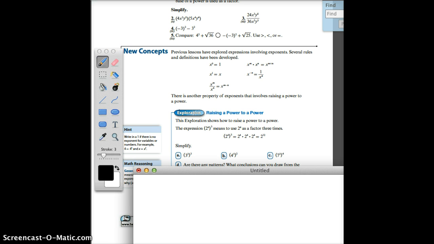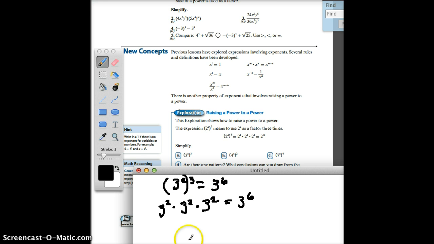The first example they have is 3 squared to the 3rd. 3 squared to the 3rd means 3 squared times 3 squared times 3 squared. It means 3 squared times itself 3 times. And then you would add the exponents. Now, the good news is you get 3 to the 6th, and you don't have to write it out every time. You can apply the rule of multiplying these two exponents. So 3 times 2 is 6.